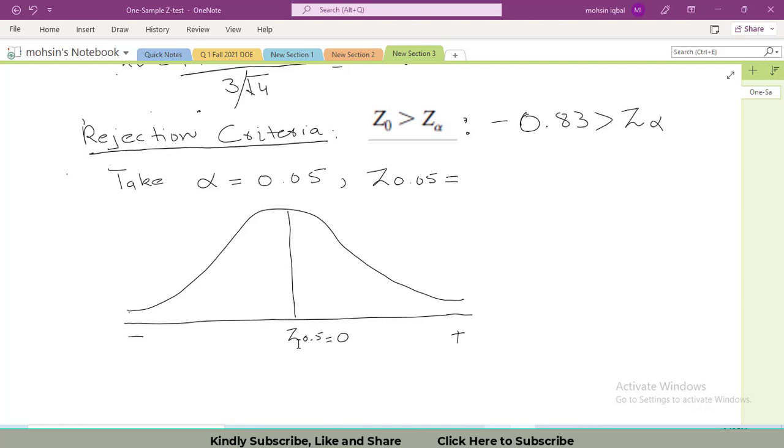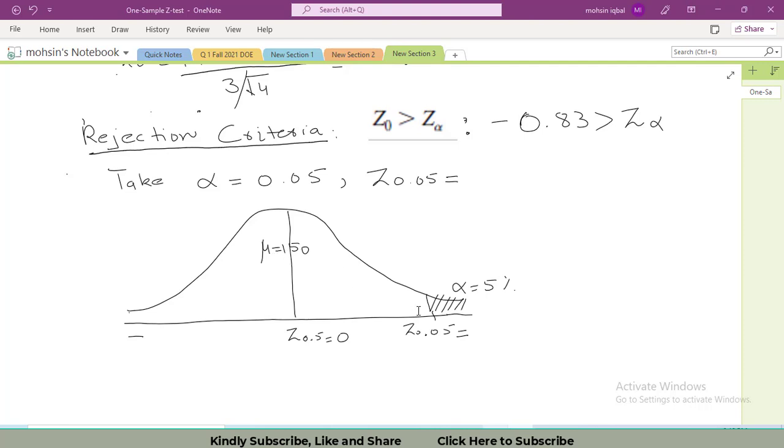In the center, we have z 0.5, which is always equal to 0. One thing more: the z naught values that are greater than 0 always lie towards the right-hand side from the center, and the z naught values that are negative always lie on the left-hand side from this central line. Further, mu lies at the center. Mu is equal to 150.